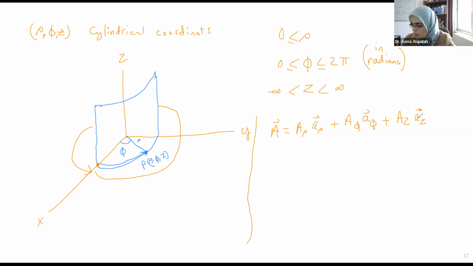Okay, so this is one way to define it. The other way to define the vector is in the compact form like this. So we have a rho, comma, a phi, comma, and a z.